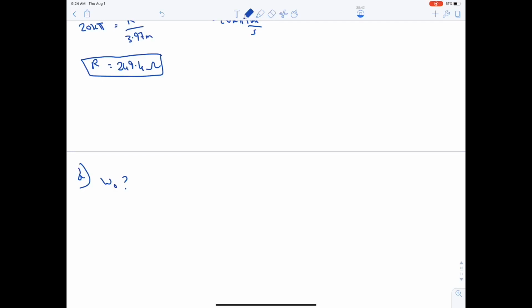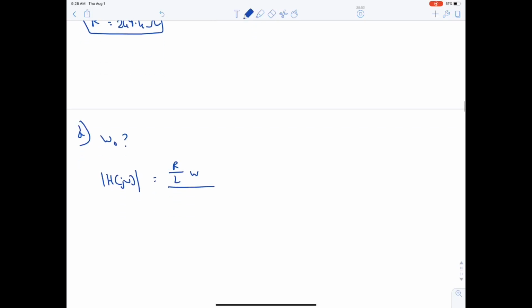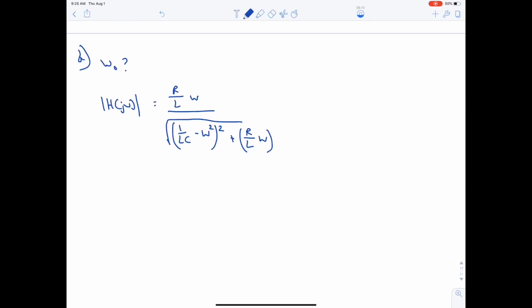We get it from the magnitude, and the magnitude we just solved it, and it was R over L omega divided by square root of (1 over LC minus omega squared) entire thing squared, plus (R over L omega) again. Okay, we need to find omega naught, so we have to replace each omega with omega naught. So here we have to add omega naught.